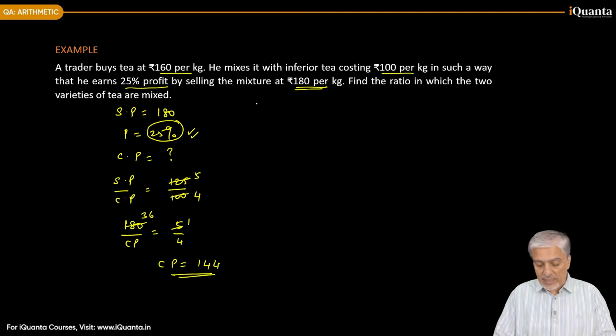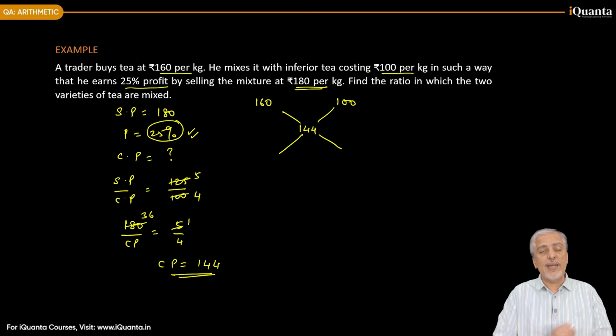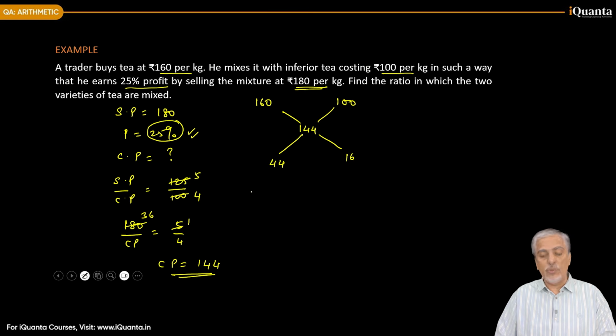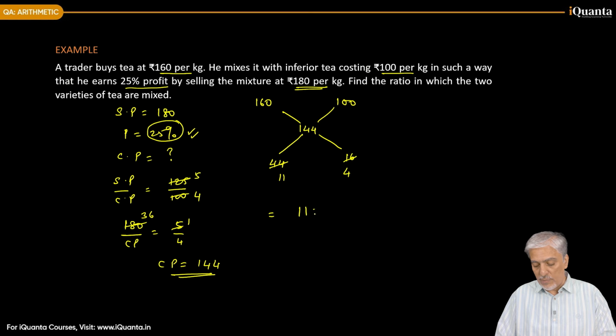So I have mixed something at 160 rupees per kg with something at 100 rupees per kg to give me an average of 144. I hope people know alligation. Otherwise, you can refer back to our video on alligation first. 160 minus 144 is 16 and 144 minus 100 is 44. Reduce it by 4: 4 fours are 16, 11 fours are 44. So the ratio in which you are mixing the two varieties is 11 is to 4.